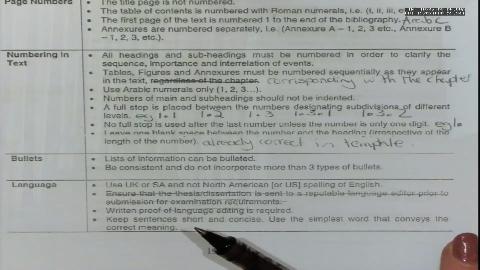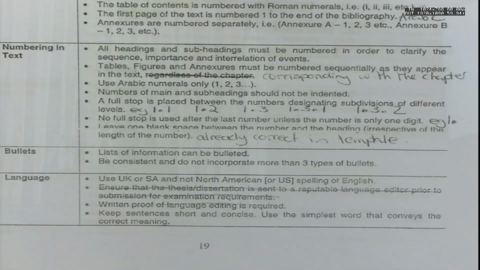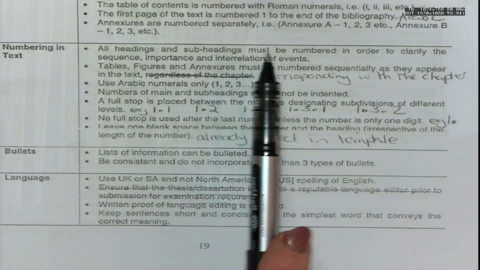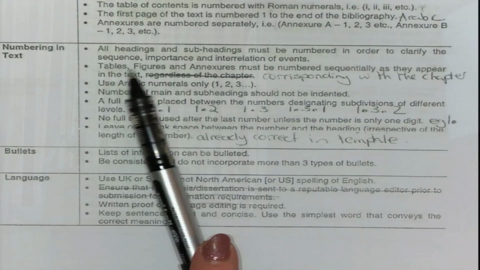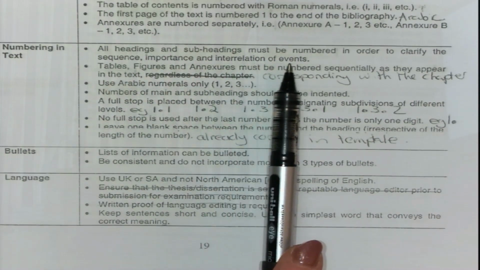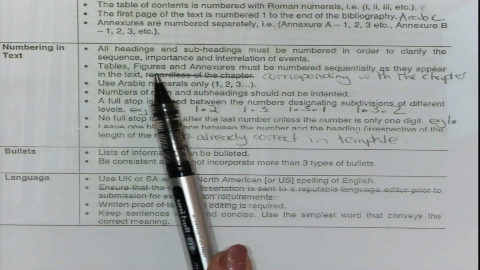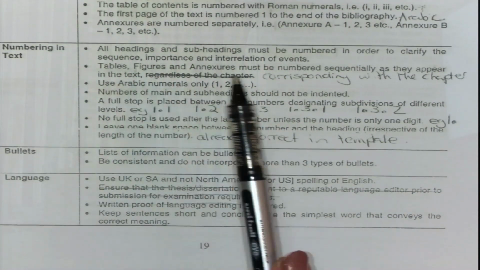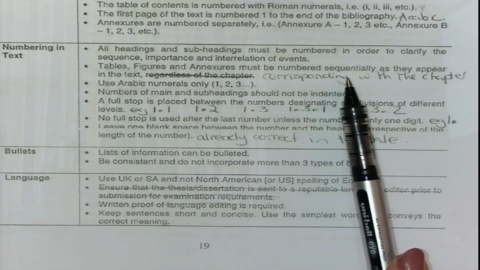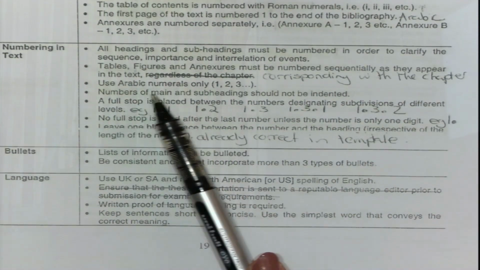Now the next one is numbering in the text. All headings and subheadings must be numbered in order to clarify the sequence, importance, and interrelation of events. Tables, figures, and annexures must be numbered sequentially as they appear in the text.